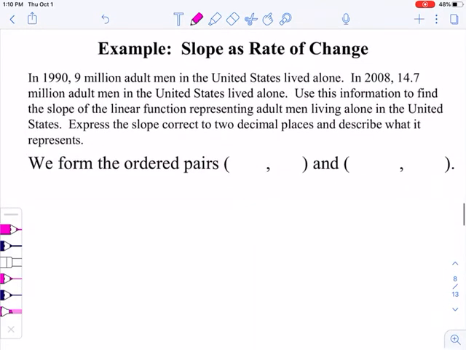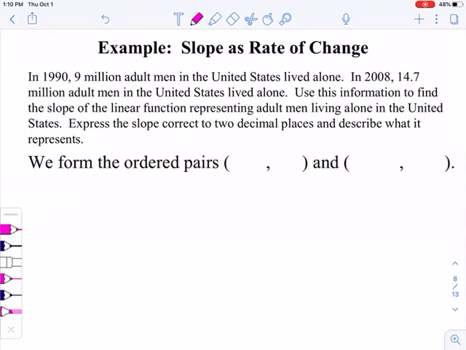So for example, it says in 1990, 9 million adult men in the United States lived alone. In 2008, 14.7 million adult men in the United States lived alone. Use this information to find the slope of the linear function representing adult men living alone in the United States. Express the slope correct to 2 decimal places and describe what it represents.